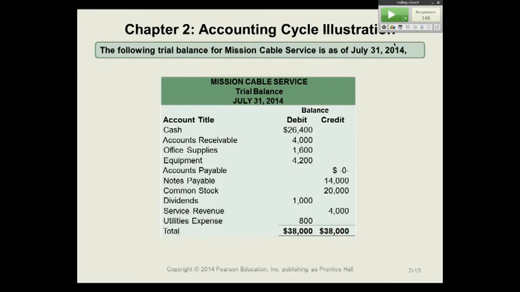Now, from the trial balance, you're going to prepare the financial statements. Any questions on the trial balance? That's at the end of the month of July.